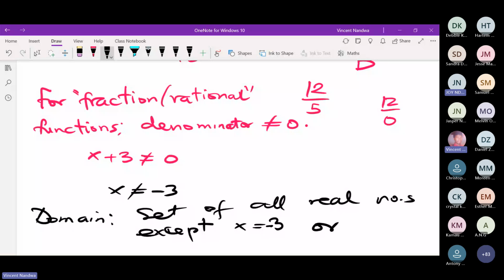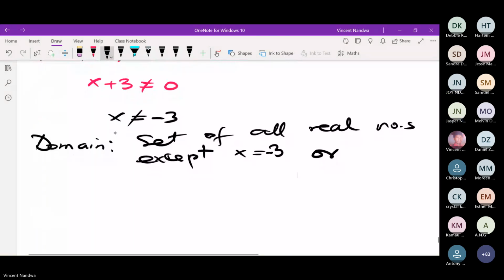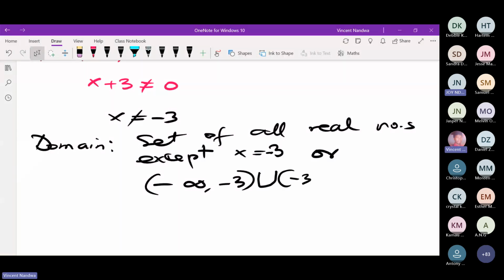Or you can write this as from minus infinity to minus 3, not included, union minus 3 to positive infinity. Now, the range.